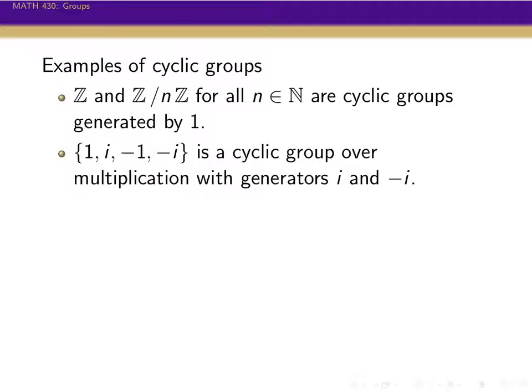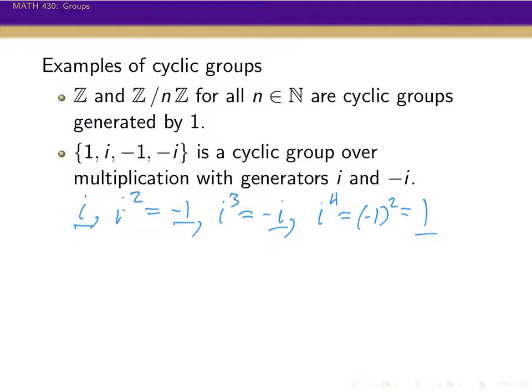We talked a little bit about the group 1, i, minus 1, and minus i. Well, this is a cyclic group where you can use either i or minus i as the generator. Recall that we'd have i, and then i squared is minus 1, i cubed is minus i, and then i to the 4th would be minus 1 squared, which is 1, right? And so by starting with i and taking these other powers, we've gotten everything else out of this group. And so that shows that i is a generator for this group.